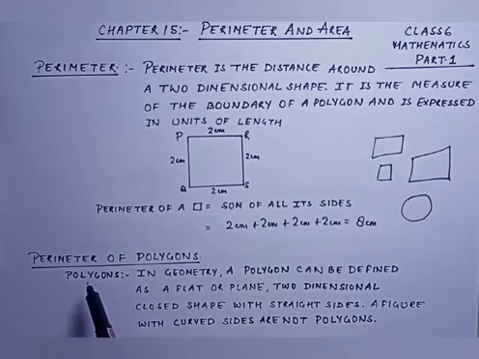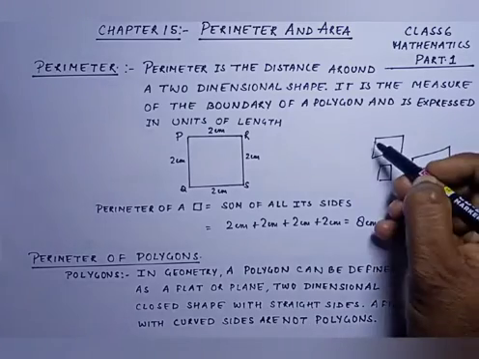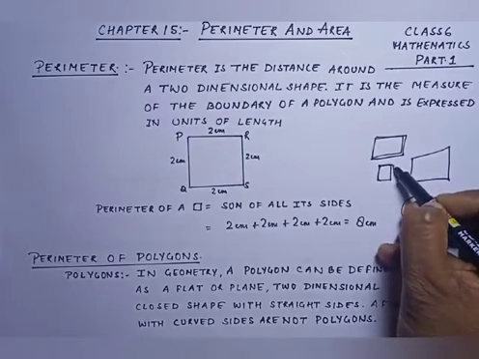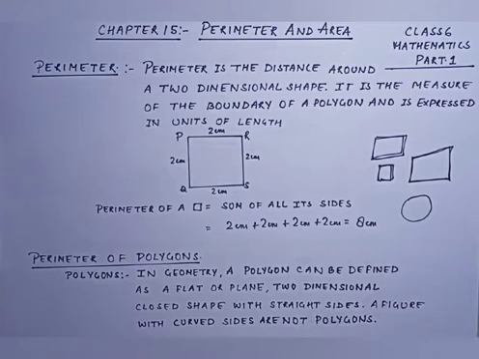Let us move to another topic, that is perimeter of a polygon. What are polygons? In geometry, a polygon can be defined as a flat or plane, two-dimensional closed shape with straight sides. A figure with curved sides are not polygons. So a rectangle, a square, a quadrilateral, these all are called polygons.